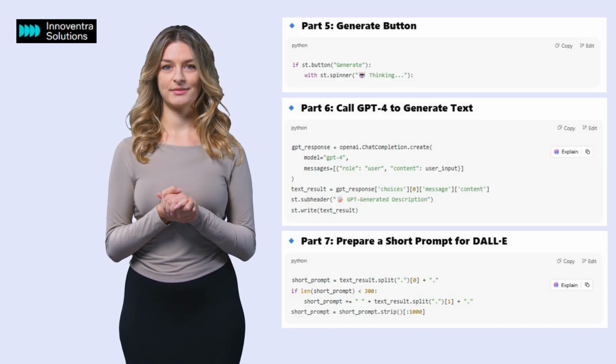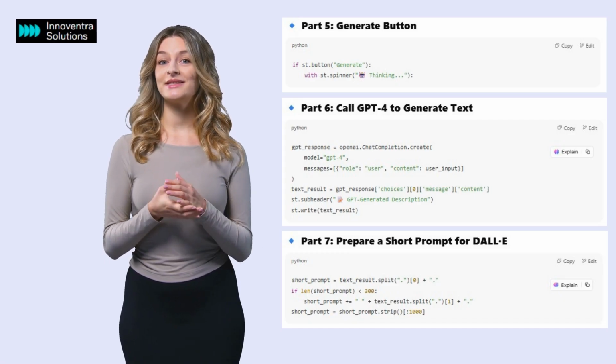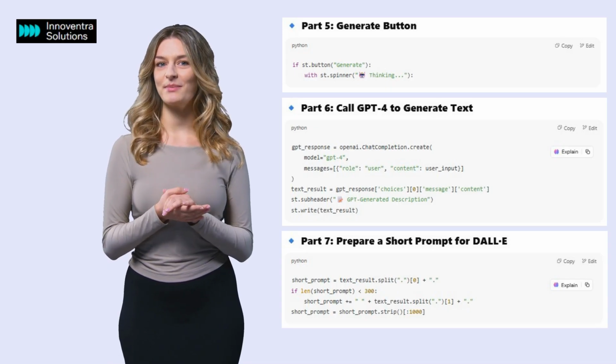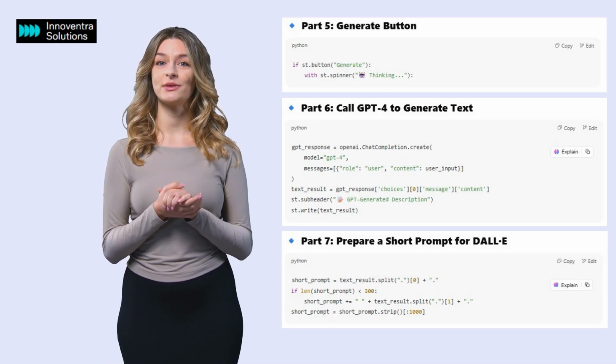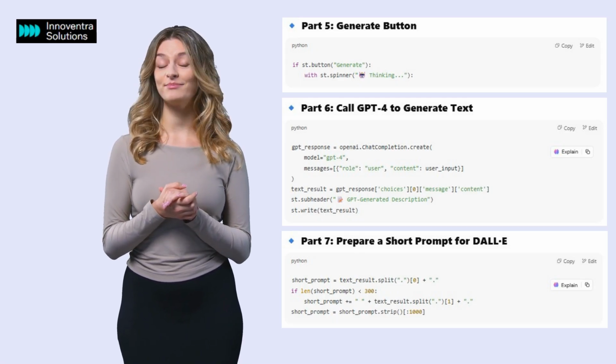Part 6. Generate text using GPT-4. In this step, we send the user's idea to GPT-4. GPT replies with a detailed and creative description. We display that text below the input field using Streamlit.